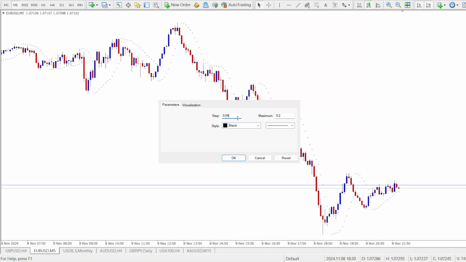So the trick is to balance sensitivity with reliability. For day trading, I typically suggest an AF, or a step value, of 0.04 to start. You can then fine tune it based on how the market is behaving that day.